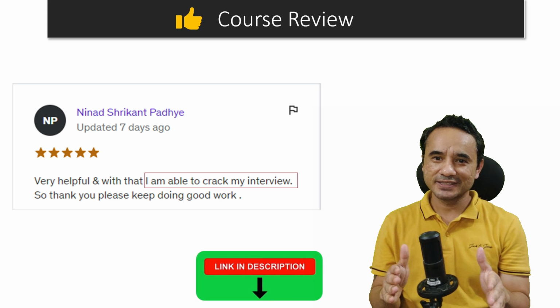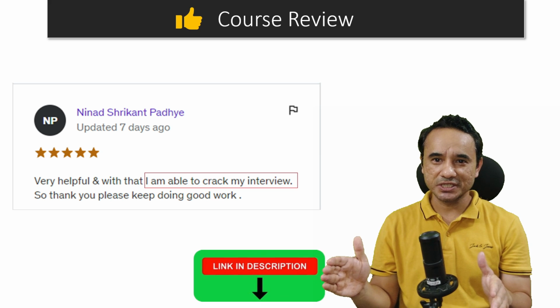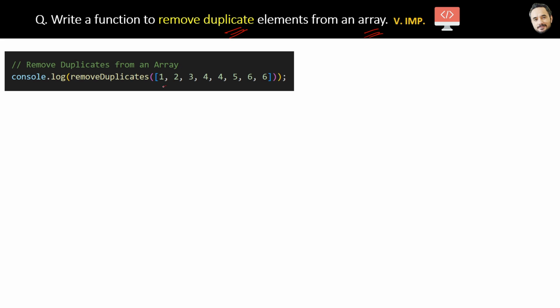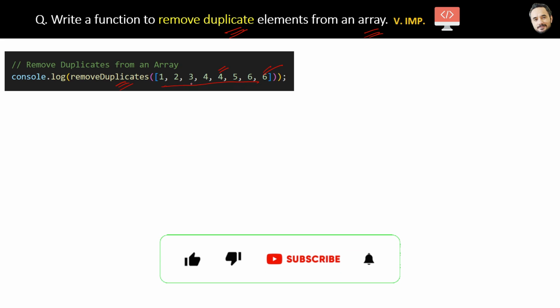All right, let's continue again with our next question. Write a function to remove duplicate elements from an array. For example, suppose you have an array like this, and here you have duplicate elements, right? 4 and 6. Now you have to create the removeDuplicate function to remove these duplicate elements. The output should be something like this.